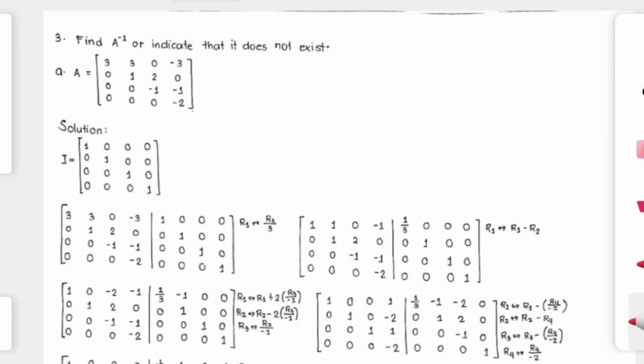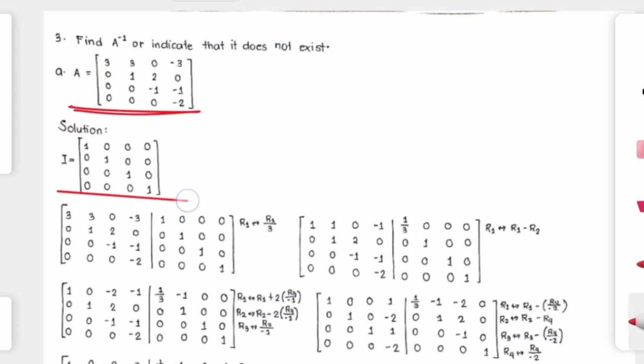Now let's continue for number 3. Find the inverse of A, or indicate that it does not exist. When the inverse exists, check your answer by showing that A multiplied to the inverse of A is equal to I. So we have here the matrix A. Since this is a 4 by 4 matrix, our identity, or the I, is in this form.